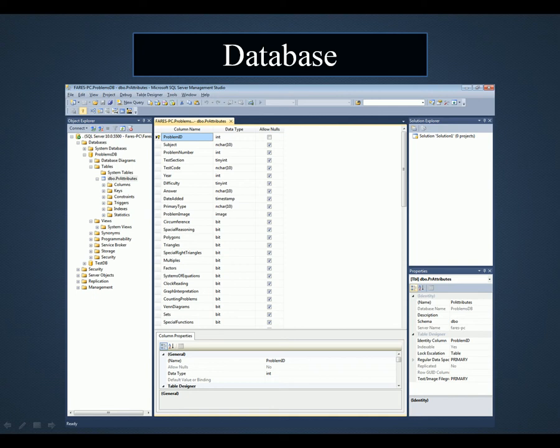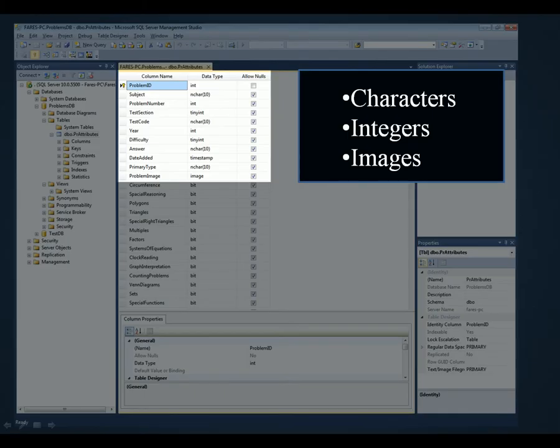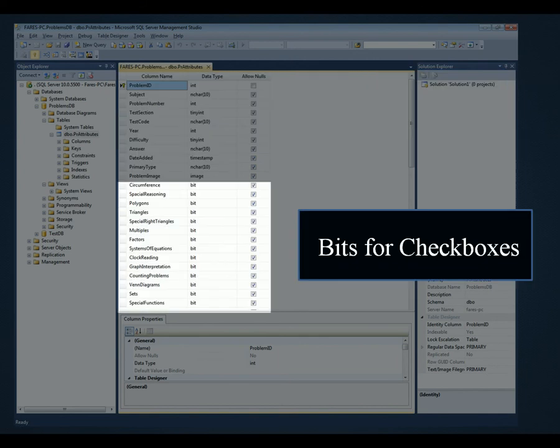The defining criteria are all attributes of the specific problem, with the problem ID being the primary key. Characters, integers, and images were used as the data types to store most of the complex characteristics of a problem. And for the sake of simplicity to the user, the rest of the criteria had a data type of bits. This allowed the user to input criteria based on simple checkboxes in the interfaces instead of using a tagging method that could result in data loss.